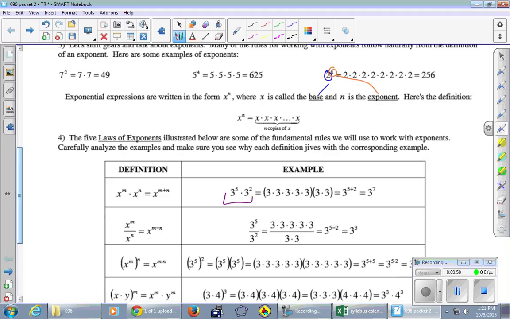3 to the 5th times 3 squared. There are 2 very reasonable answers for what that might equal. Maybe it's equal to 3 to the 10th. What did I do with the powers? Multiply them. I see a multiplication symbol, 3 to the 5th times 3 squared. So 5 times 2, 3 to the 10th. 3 to the 7th is another reasonable answer. What did I do to the powers? I added them to get 7, right?